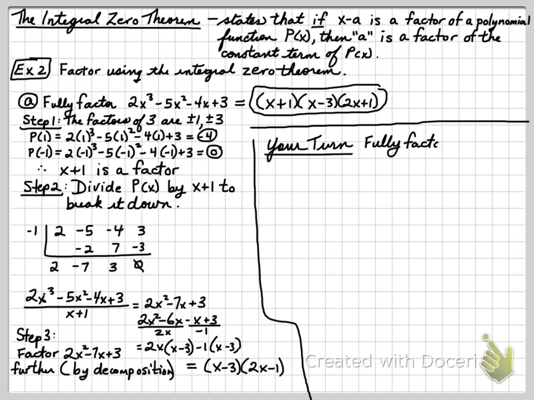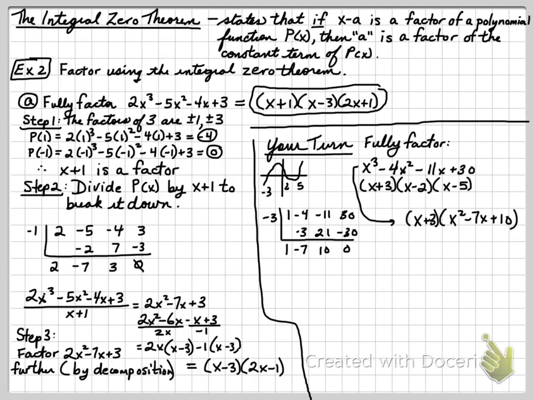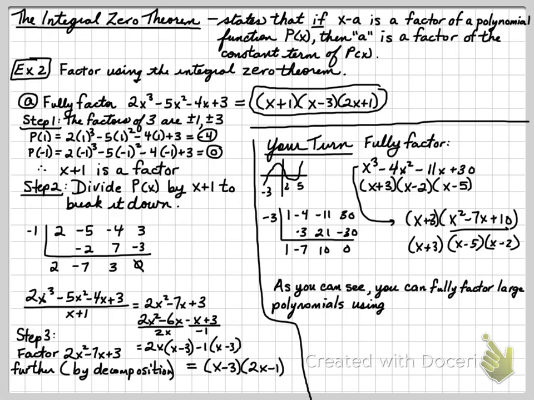Your turn is to fully factor x cubed minus 4x squared minus 11x plus 30. You can do that on your own by stopping this and then continuing, and you'll find that if we cheat it a little bit, graphed it to find the roots, we can see that one of the roots is at -3, so x plus 3 is a factor. Fully factoring, then, we're going to see it's going to be x plus 3 times x minus 5 times x minus 2.